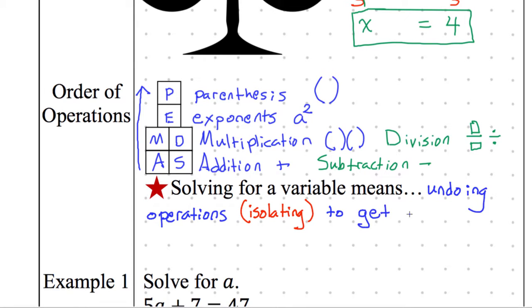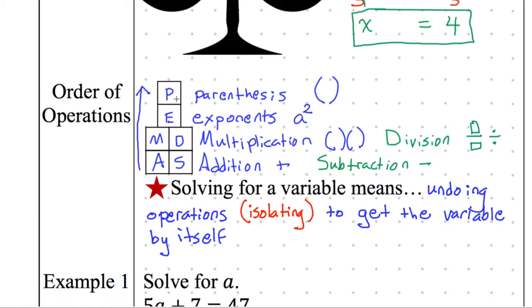To get the variable by itself. And that needs to be in your summary, some form of that. If you want to simplify it, that's okay. But I'm undoing operations. That's why I'm going reverse order of operations. That is super key. This whole idea here of going backwards with order of operations, it will continue through the rest of your mathematics career.